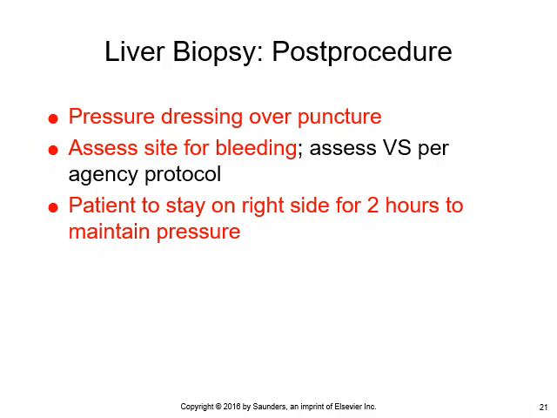We have to assess the site for bleeding and assess the vital signs per agency protocol. Check for signs and symptoms of bleeding and hypovolemic shock, also signs and symptoms of infection. Fever is one to assess for systemic infection. Again, I will highlight because it's very important to remember: the patient will stay on the right side for 2 hours to maintain the pressure on that area.